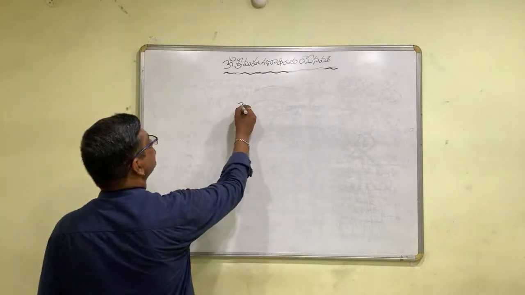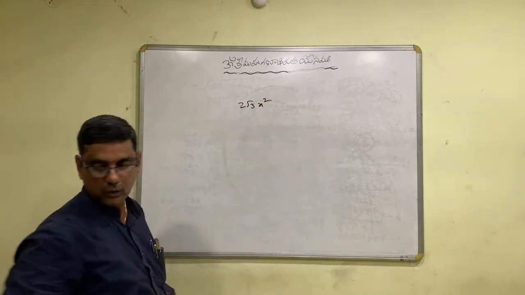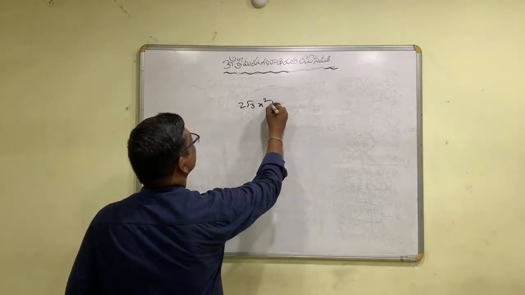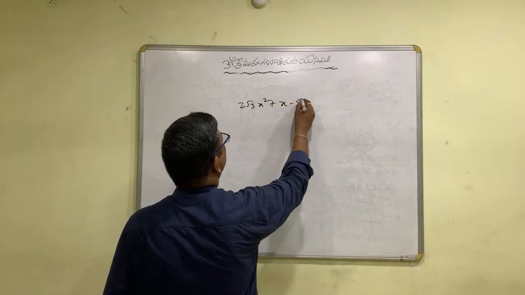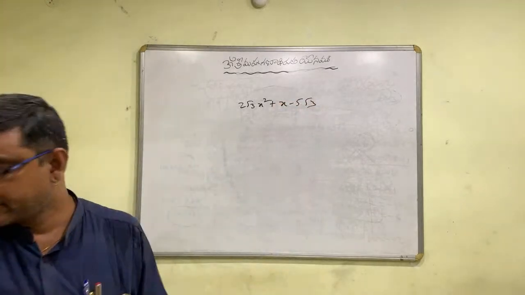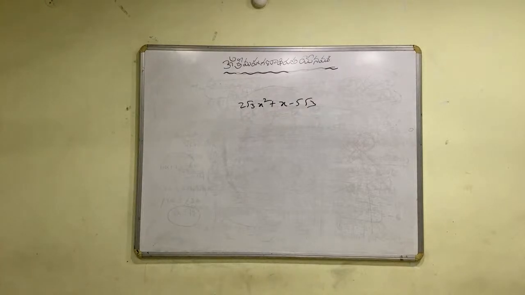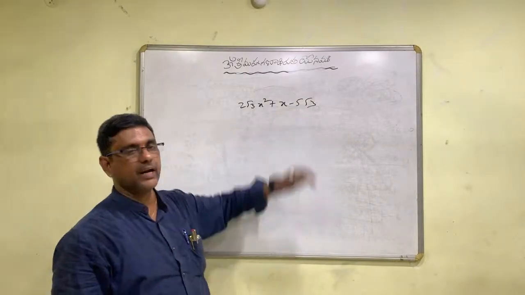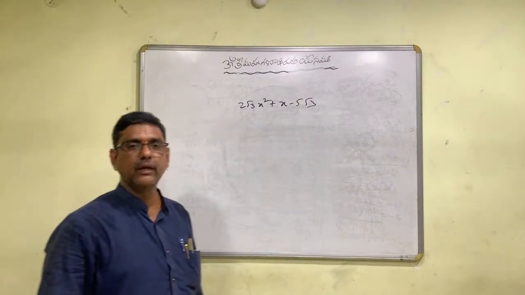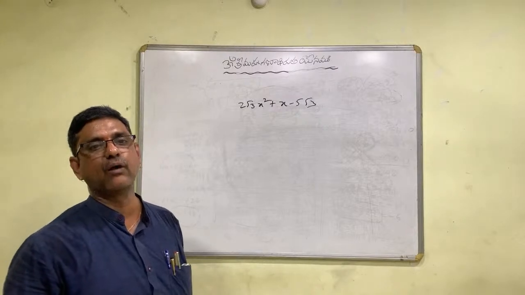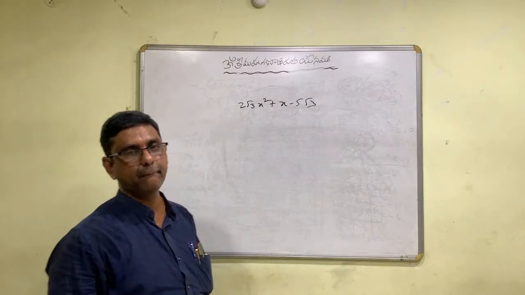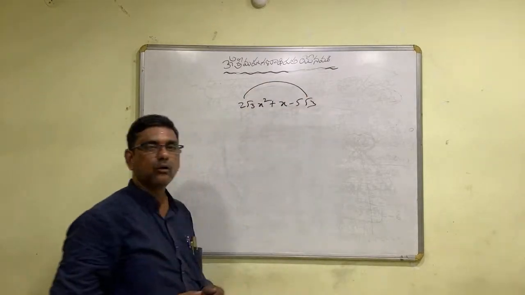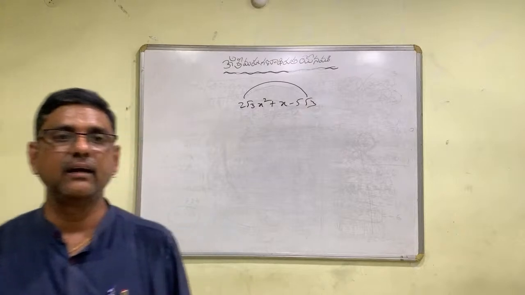2 root 3x square plus x minus 5 root 3. Is that right? This problem. Constant is negative. When there are negatives, you should be a little careful. So children, kindly multiply the coefficient of x square and the constant and tell the value.